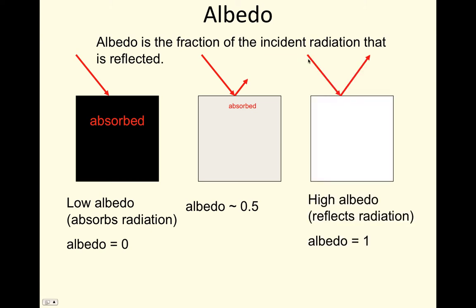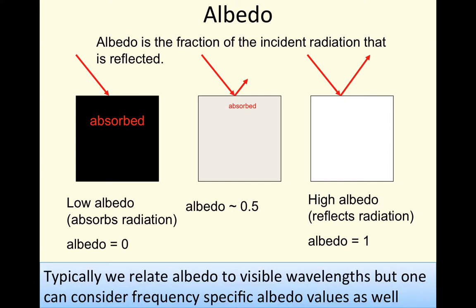Lastly, we can consider a very high albedo object, say an albedo of 1, which means that all light incident upon it gets reflected away, leaving none to be absorbed. Typically, we relate albedo to visible wavelengths, but one can consider frequency-specific albedo values as well. For example, what is the albedo with respect to infrared radiation and things like that.